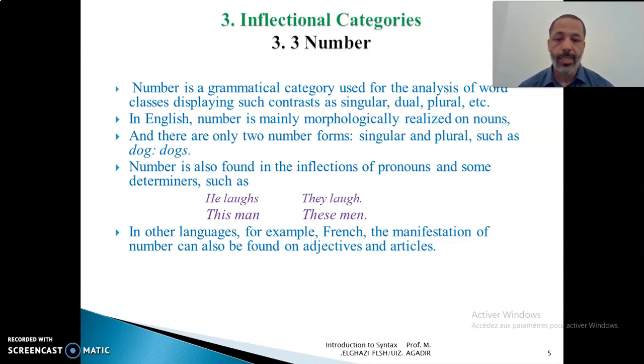We can find the dual form of number in other languages like Arabic. When you say kharajtu, that's, for example, singular, and then kharajtuma, that's dual, and kharaju, that's plural. In other languages, for example French, the manifestation of a number can also be found on adjectives and articles.